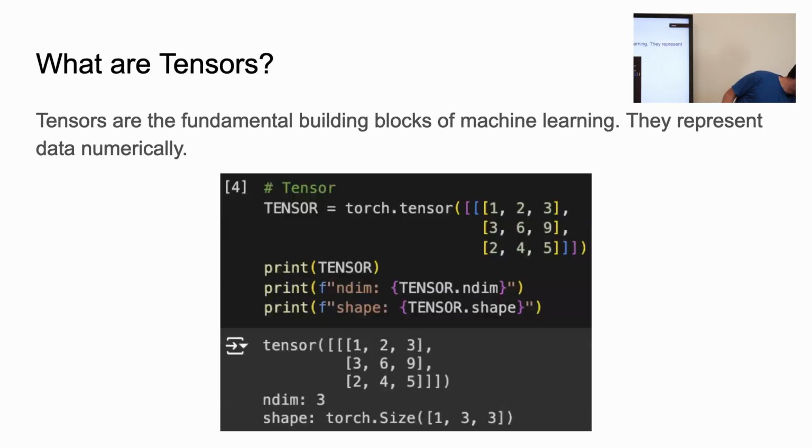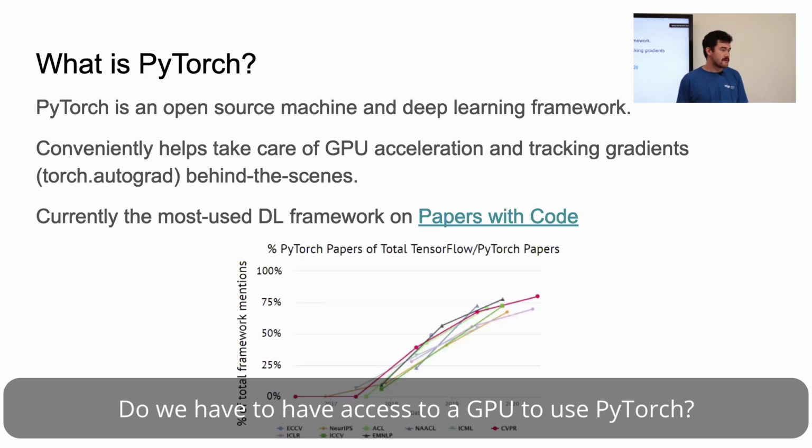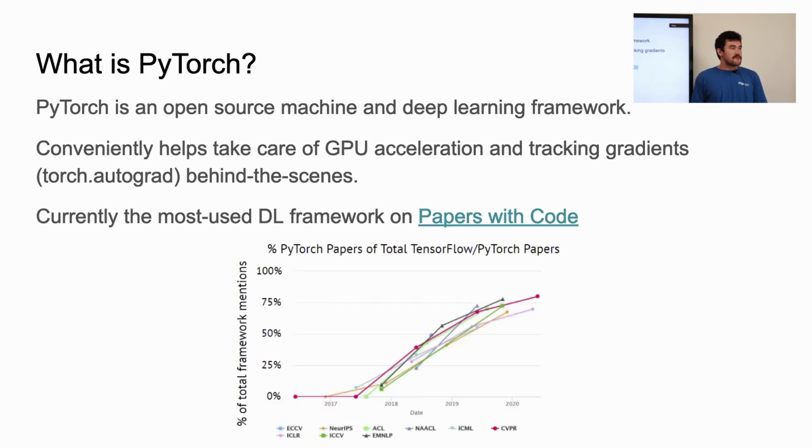Do we have to have access to a GPU to use PyTorch? There are CPU versions of PyTorch, but I think the major advantage comes with accelerated calculations on GPUs. I've only ever used it with GPUs, but yeah, there are CPU versions.